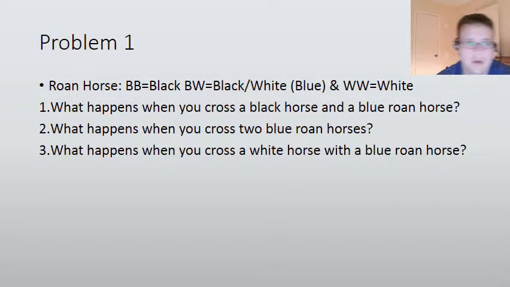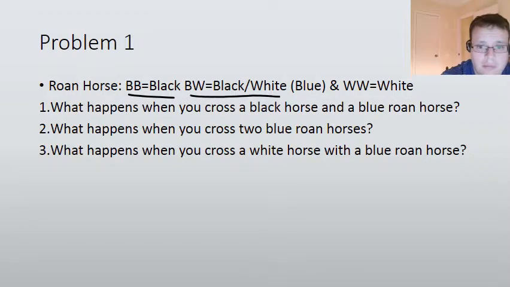Here's problem 1. So we can see that a roan horse, if it is homozygous dominant, then it's black. If it's a mix between black and white, which are both dominant alleles, then it would be a black and white horse, which is known as a blue roan horse. And then if we have, in this case, white is also dominant, still written in 2 uppercase W's. So let's do problem 1 together.